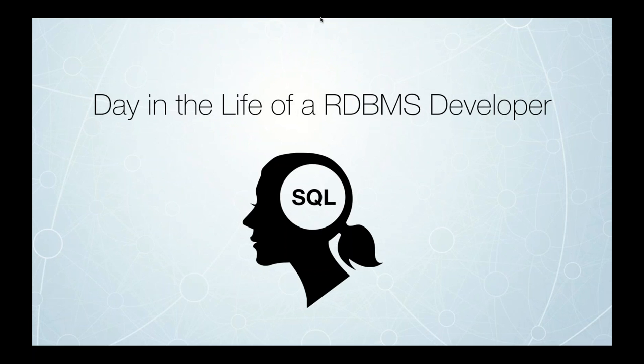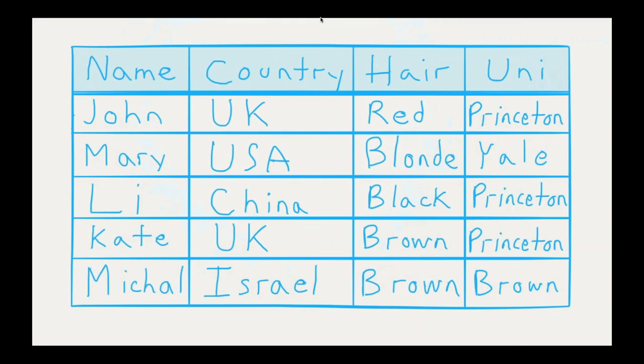Now let's talk about the day in the life of a relational database developer, a developer who's thinking about SQL. This is her ideal table. It's a table of people and where they're from, their hair color, the university they attended. This table is fairly natural, but it's duplicating values across multiple rows. We can see the country UK is included multiple times, and the University of Princeton is included multiple times. So let's say that you wanted to change the name of one of those countries, or more likely change the name of one of those universities. You'd have to update all rows.